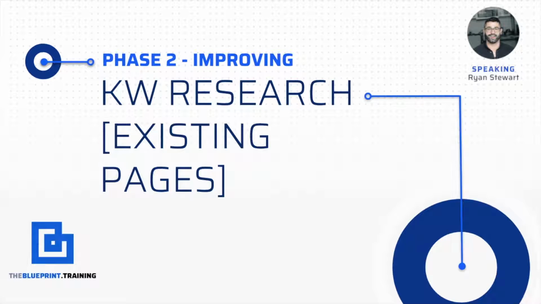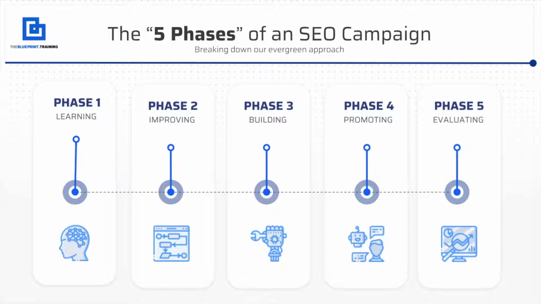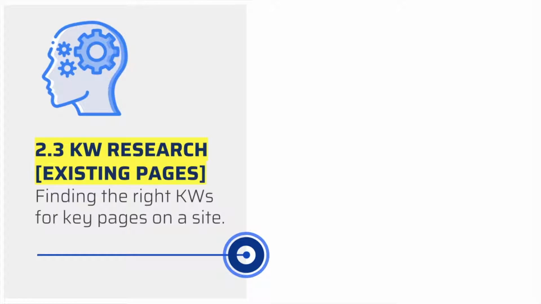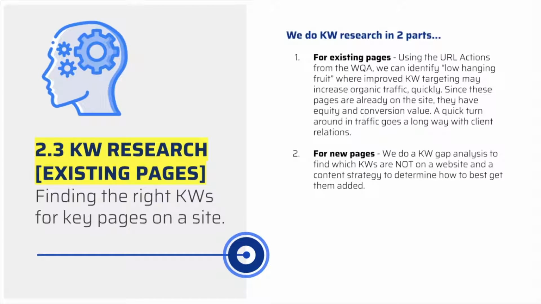This video is an important overview of how we do keyword research for existing pages. So within the 5 phases of our SEO campaign, this falls under phase 2, the improving phase, and under module 2.3 within that. You're probably wondering why you see existing pages in brackets on every page here, and it's really to emphasize the fact that we do keyword research in 2 parts.